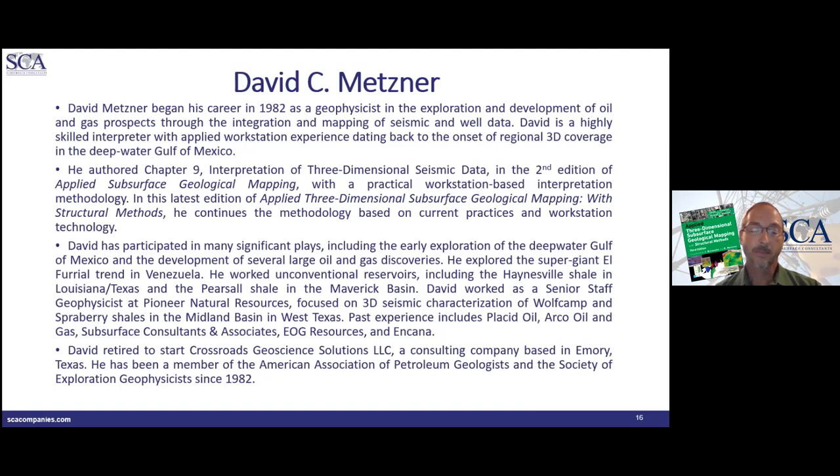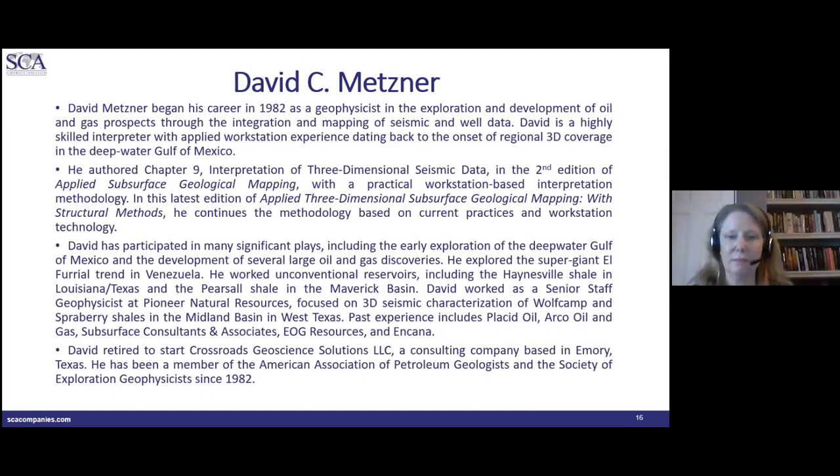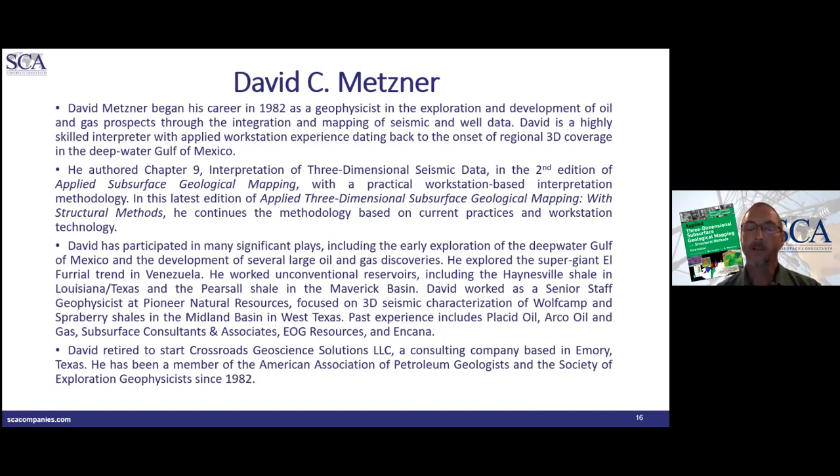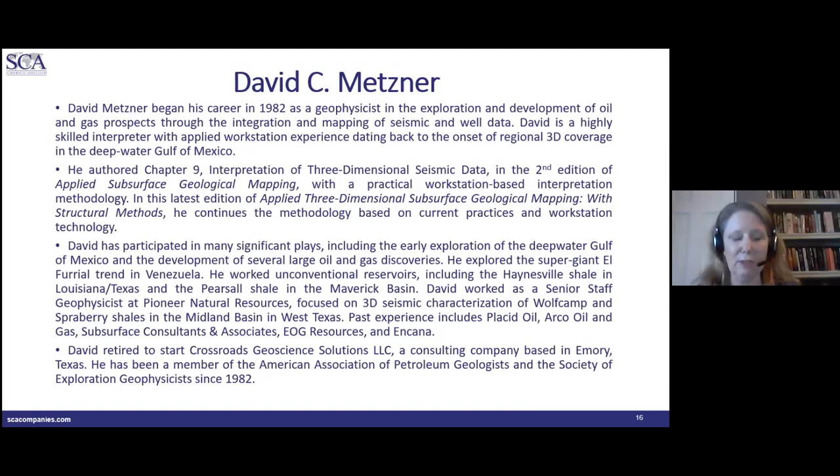So we have increased speed and efficiency, which allows accurate interpretations, which remain compatible with the overall principles taught in this book. Chapter 9 has been completely updated using examples from 4 of the most prolific horizontal plays in the world. These include the Wolfcamp, the Haynesville, the Marcellus, and the Eagle Ford. So can you show some examples of 3D visualization and how it has improved 3D seismic interpretation?